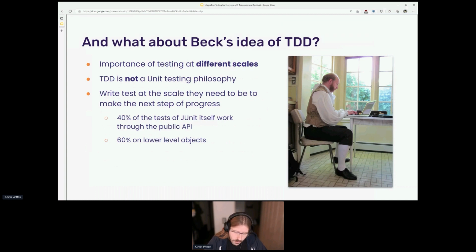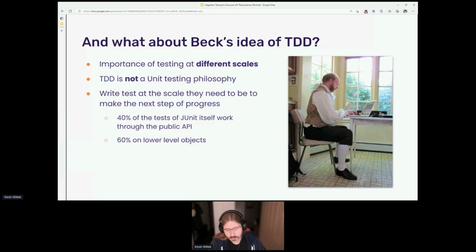All right, and so we know already Kent Beck did the development of the JUnit framework in a TDD style, test-driven development, and he's of course one of the big advocates for test-driven development, in a way one of the founders of this idea. And so when he talks about TDD, he already acknowledges that it's important to test at very different scales. And he explicitly states that test-driven development is not a unit testing philosophy. It's a testing philosophy and a design philosophy.